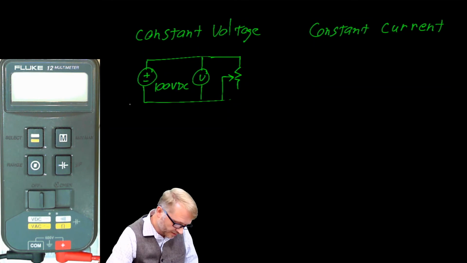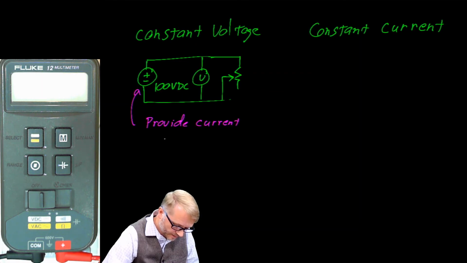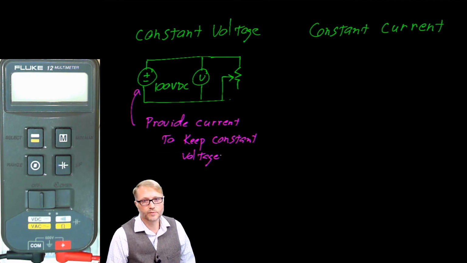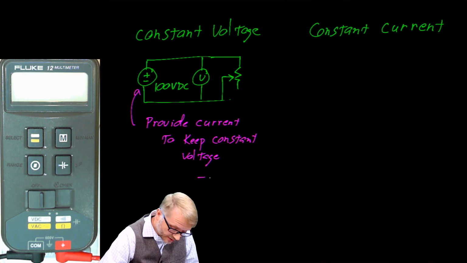So let's make a note of that. This will provide current to keep constant voltage. And you might ask, what range of currents could it take? It turns out that it could go anywhere from negative infinity all the way up to positive infinity.